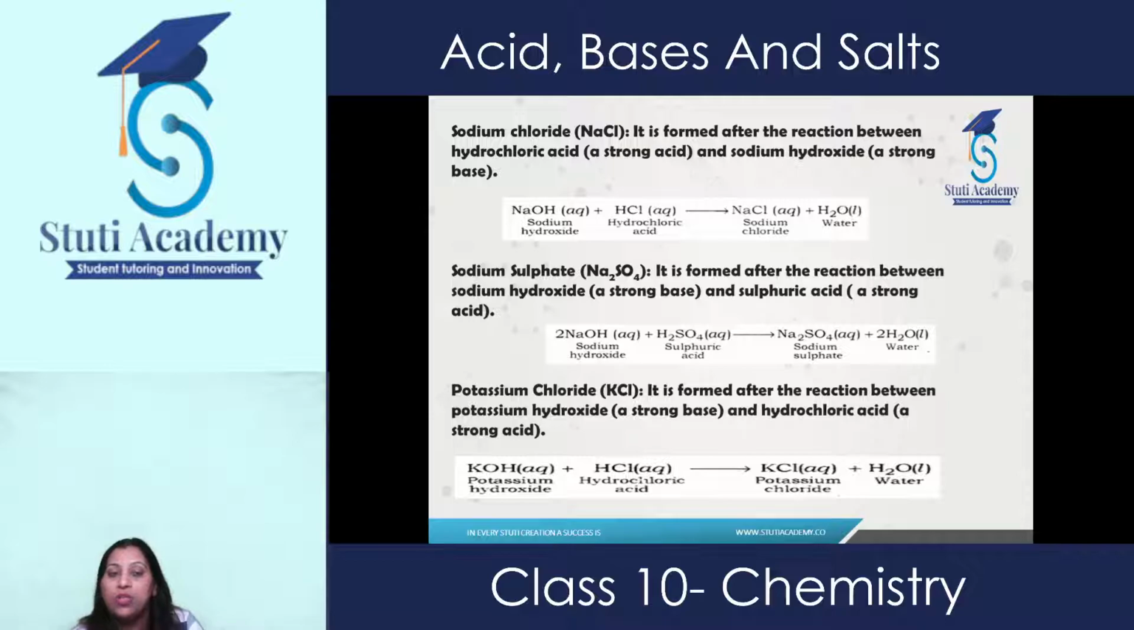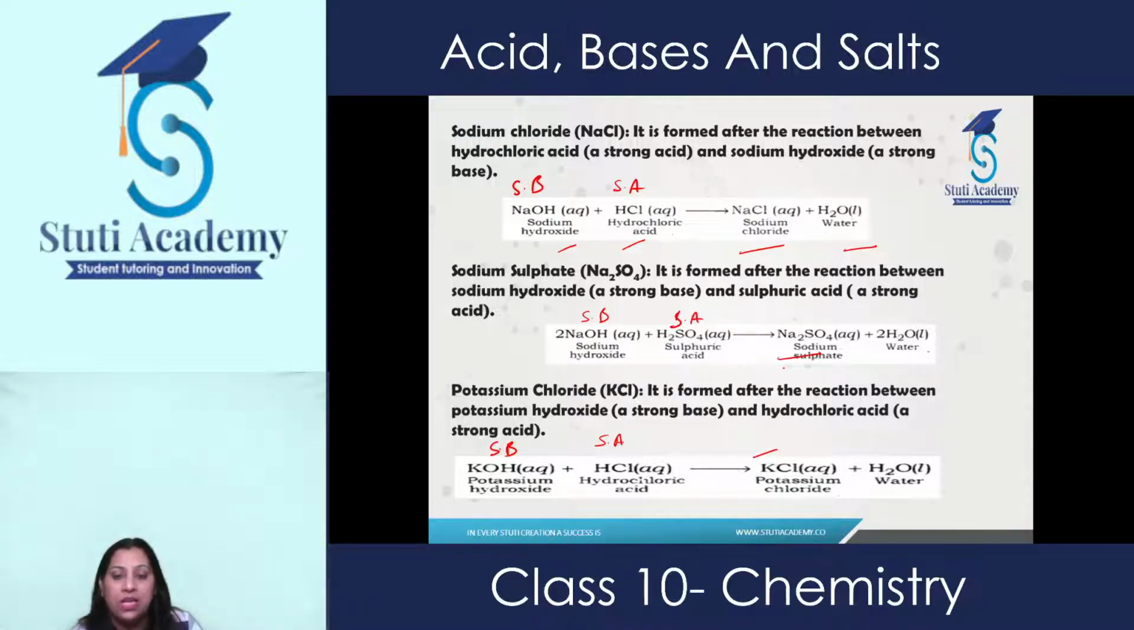First is sodium chloride. When sodium hydroxide reacts with hydrochloric acid, it's a strong base and it's a strong acid. When they react with each other, it results in the formation of sodium chloride and water. Another example of a neutral salt is sodium sulfate, which is a combination of sodium hydroxide, again a strong base, and sulfuric acid, which is a strong acid. So it results in the formation of sodium sulfate. Another example of a neutral salt is potassium chloride, which is a combination of potassium hydroxide, a strong base, and hydrochloric acid, a strong acid.